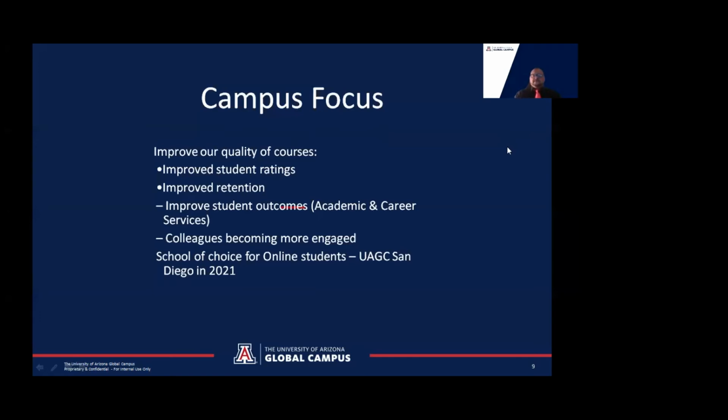Okay. So the school of choice for online students. UAGC wants to be the school of choice for online students in 2021. And if we don't get there in 2021, we'll continually work until we get there. Okay, we want to have an online presence where our students can go and be proud anywhere they go, and be proud of UAGC, and be proud of the degree. They should already be proud, but we want to always do better, right? And that's just what we do. We try to improve ourselves so we can improve our students.